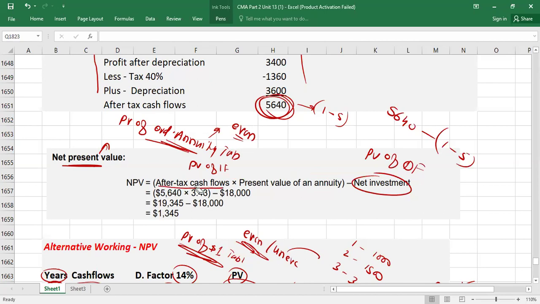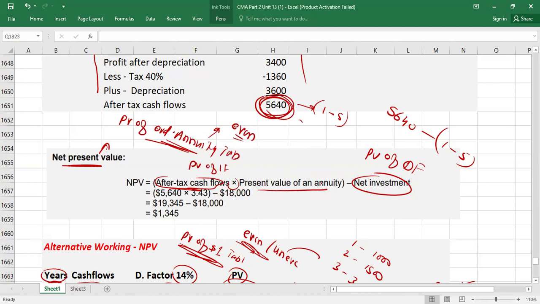Please guys remember here, when you take after tax cash flow, you have to pick only the yearly value, per annum. Don't take it like 5640 multiplied by 5. No, just the yearly value you have to pick. So 5640, which is after tax cash inflows, multiply by the present value of the annuity.